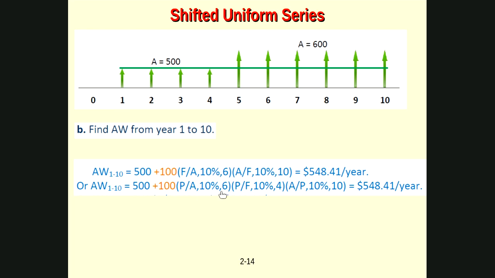So the first bracket here, P given A, for 10, number of years 6. Okay? When you count the number of years here, 1, 2, 3, 4, 5, 6, and you convert it to year 4, and then from year 4 you convert it to year 0 by using P given F 10% and number of years is 4. Okay, clear so far?